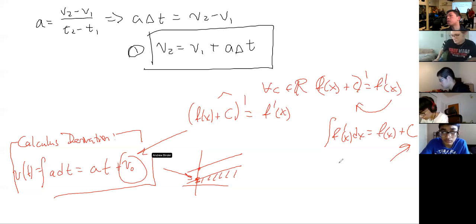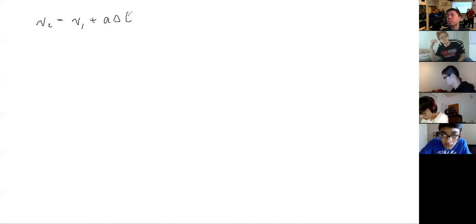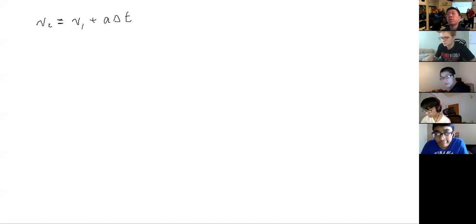All right, so let's continue. So the first thing we had was v2 equals v1 plus a delta t. Okay, so now what I want to do is derive another kinematic equation by taking the derivative of the first one. Right, I mean, taking the integral of the first one.